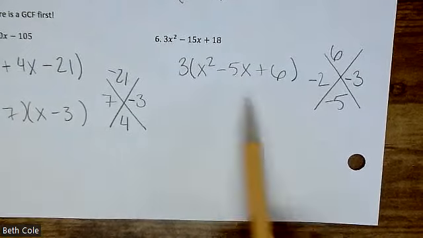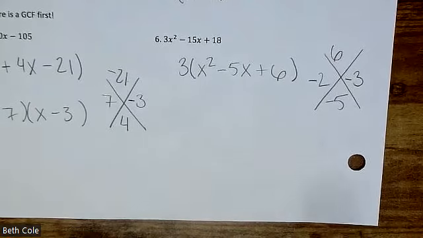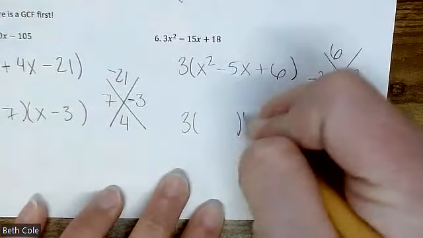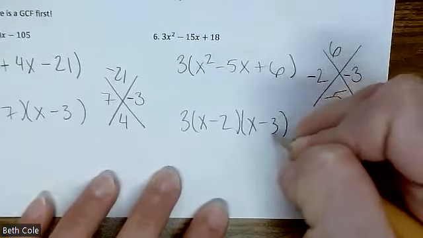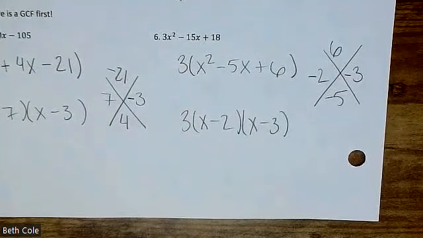So now how are we going to write our final answer to the whole thing? 3, and then your parentheses, good. X minus 2, X minus 3, good. Do you see how you all got that when you listened to me? That was perfect, right? There's one other type of factoring we're going to do today.